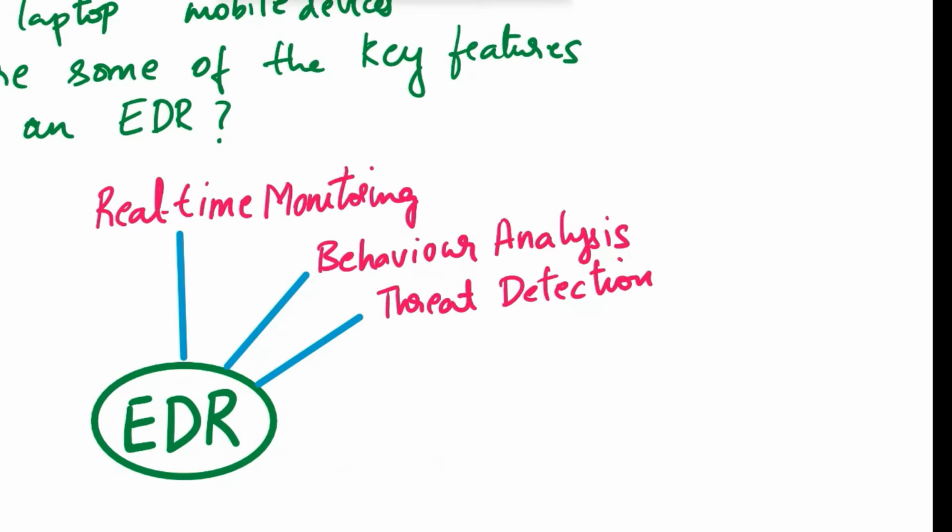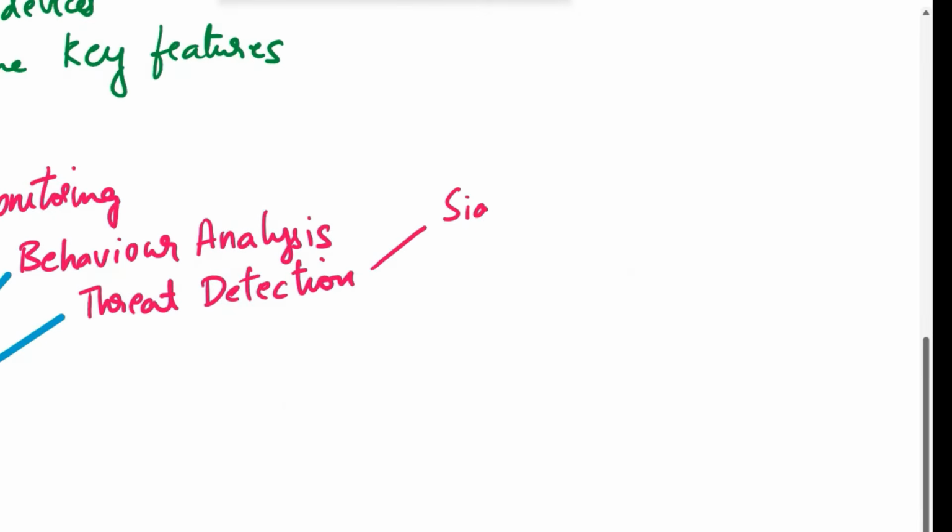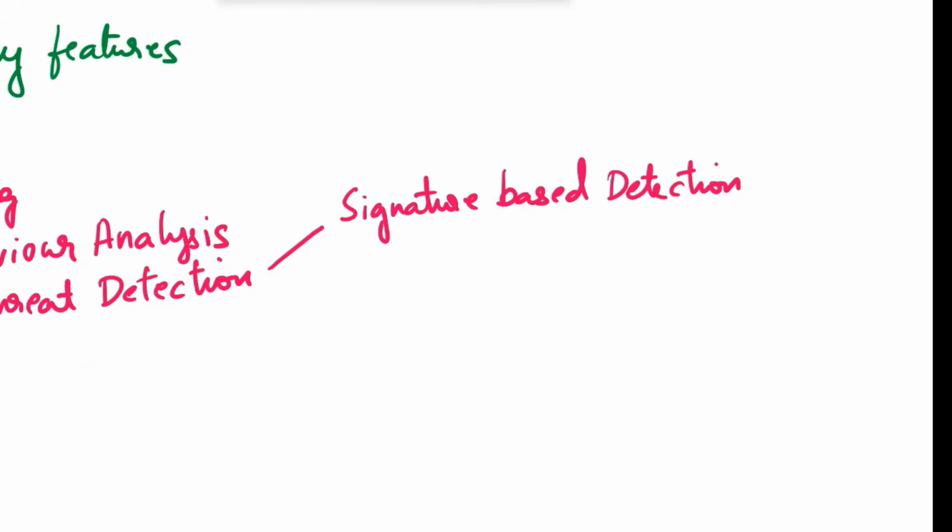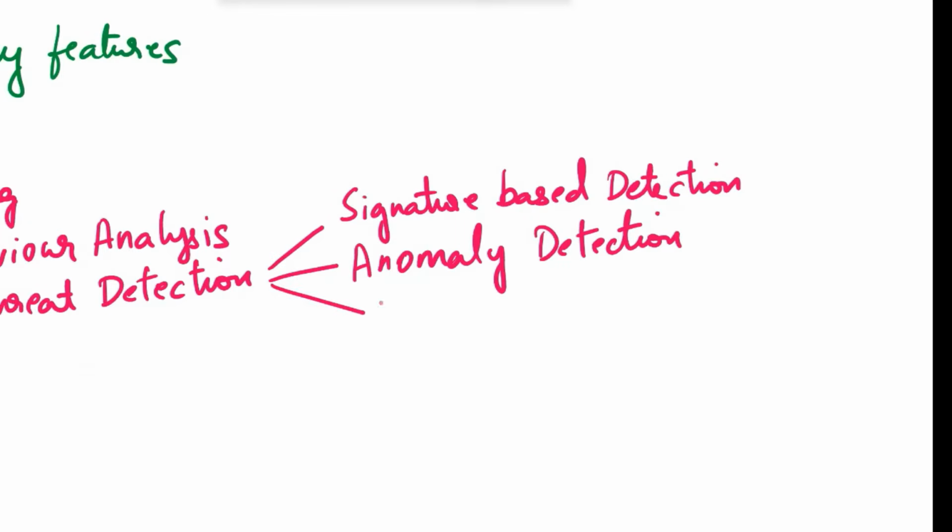And the next key feature is threat detection. EDR employs multiple methods for threat detection, for example, signature based detection. Here, EDR recognizes known malware by comparing files to a database of known malicious signatures. Then we have anomaly detection. Here, EDR identifies deviations from established patterns of behavior, which can help detect zero-day attacks or previously unseen threats. And then we have heuristic analysis. Here, EDR uses rules and patterns to identify potentially malicious activity that may not have a known signature.